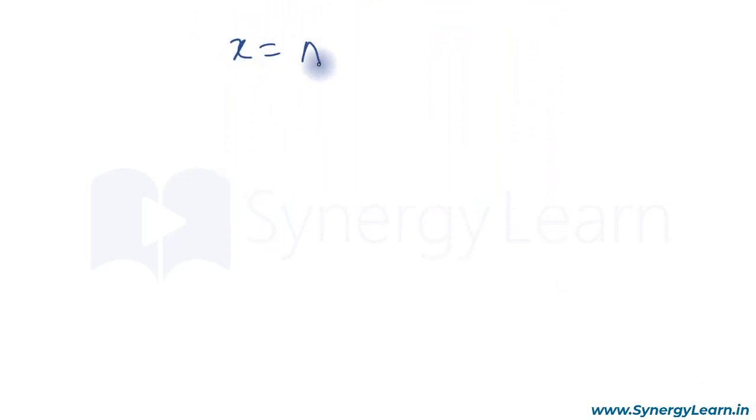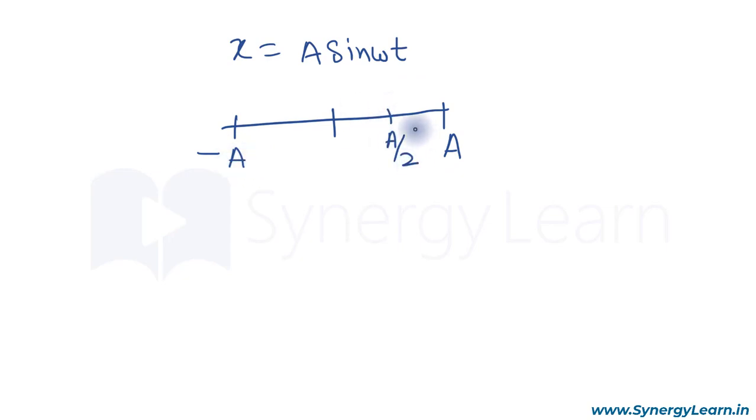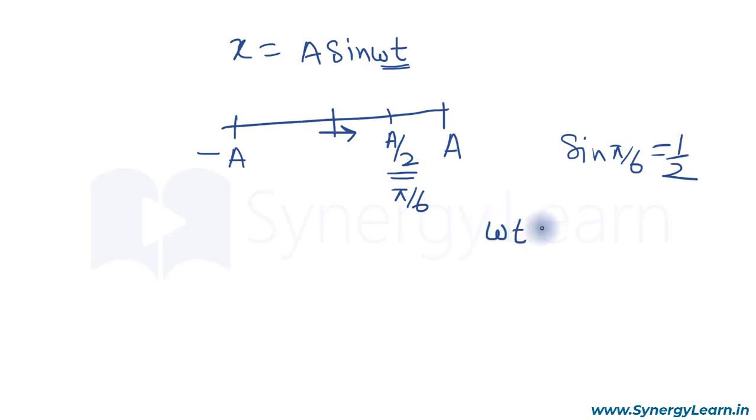Say x is equal to a sine omega t. Now if it says in what time the particle reaches a by 2 location, then clearly the initial phase here is 0. That means the particle starts from mean position and is headed towards right. To reach a by 2, the phase should be pi by 6 because sine pi by 6 has value 1 by 2. Hence the phase here is pi by 6, and then we can calculate the time here as omega t equals to pi by 6, which gives us time equals to pi by 6 omega.